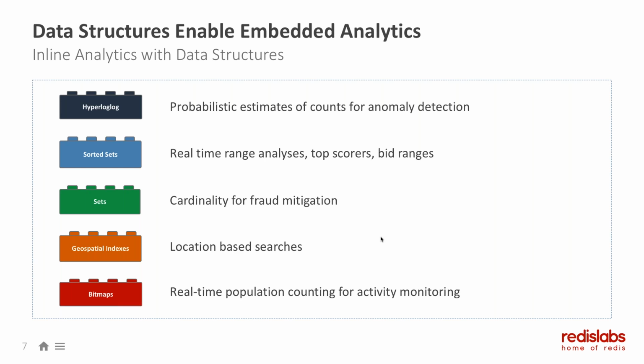But in analytic scenarios, we find that data structures such as hyperlog, sorted sets, and bitmaps play a big role, because things like hyperlog can count unique items without spending a proportional amount of memory on those items. They're probabilistic estimates with a very, very small standard error of 0.81%. So if you want to maintain counts of many, many different items and you want to know when your count is out of bounds for anomaly detection or things like that, hyperlog is typically a data structure that you can use for this.